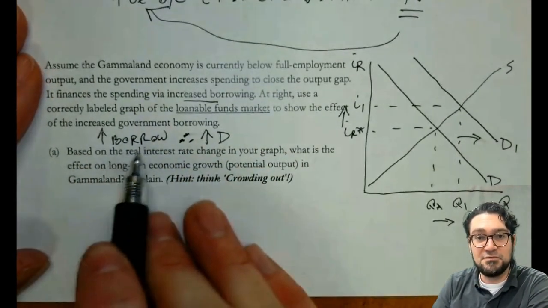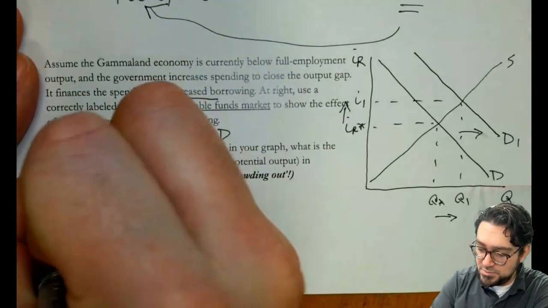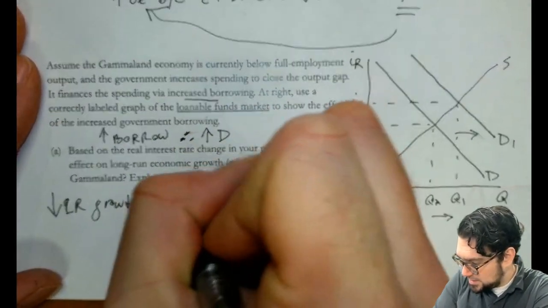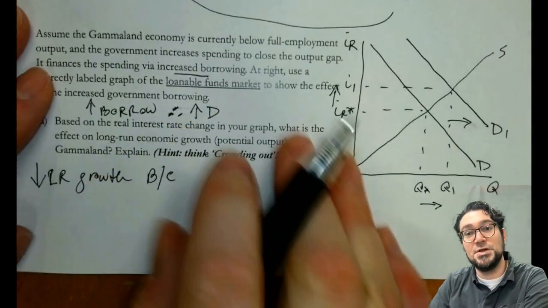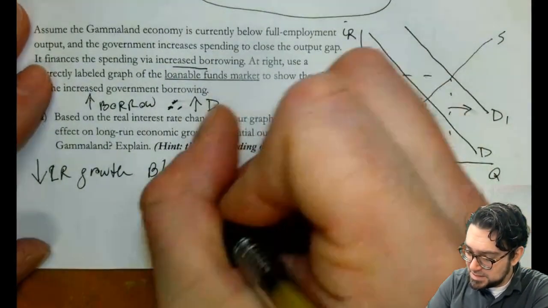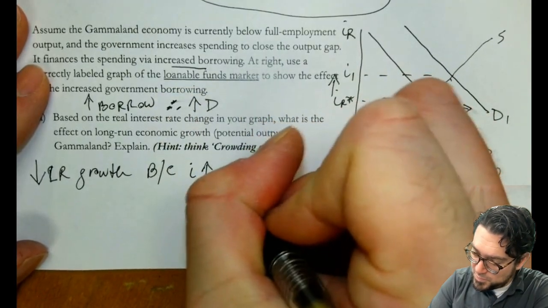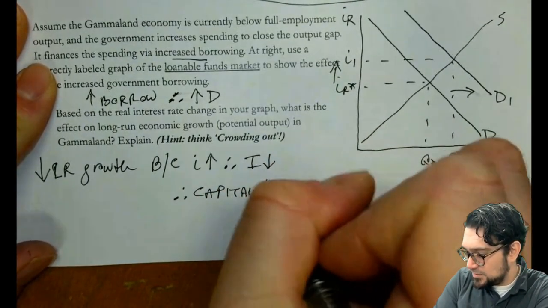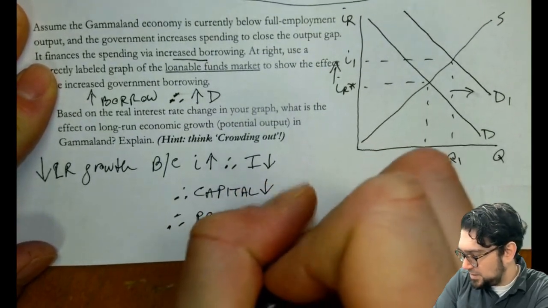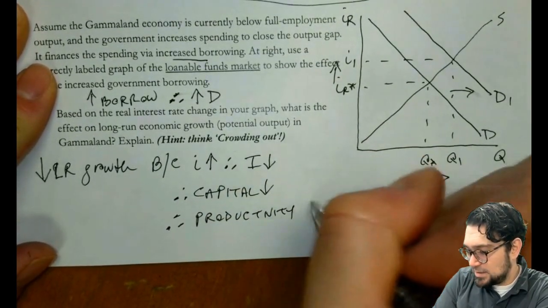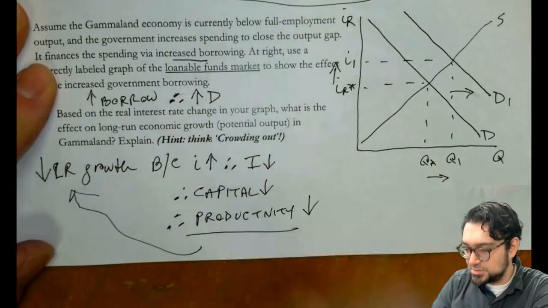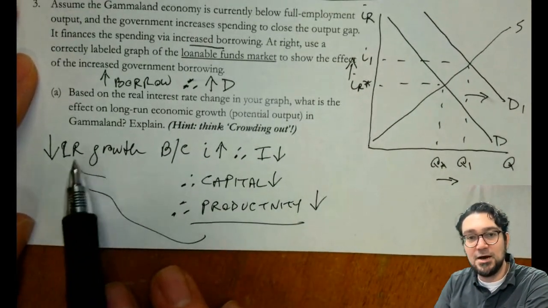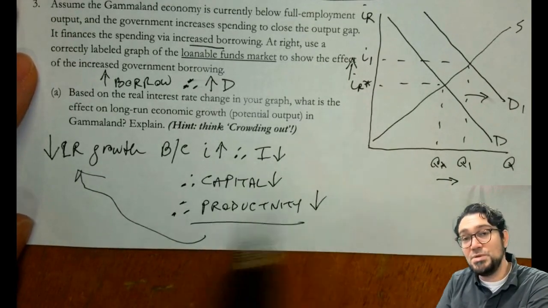And then last but not least, what's the effect on long-run economic growth, potential output, in Gamma Land? We would say decrease long-run growth. And we don't want to just write the words crowding out, we're just trying to think about it, right? That's my hint to you. Because the interest rate goes up, therefore investment goes down, therefore capital goes down, therefore productivity growth goes down, and that is what slows down our economic growth. So we're creating these little logical chains here: the higher interest rate is crowding out the investment spending that would be borrowing that money.